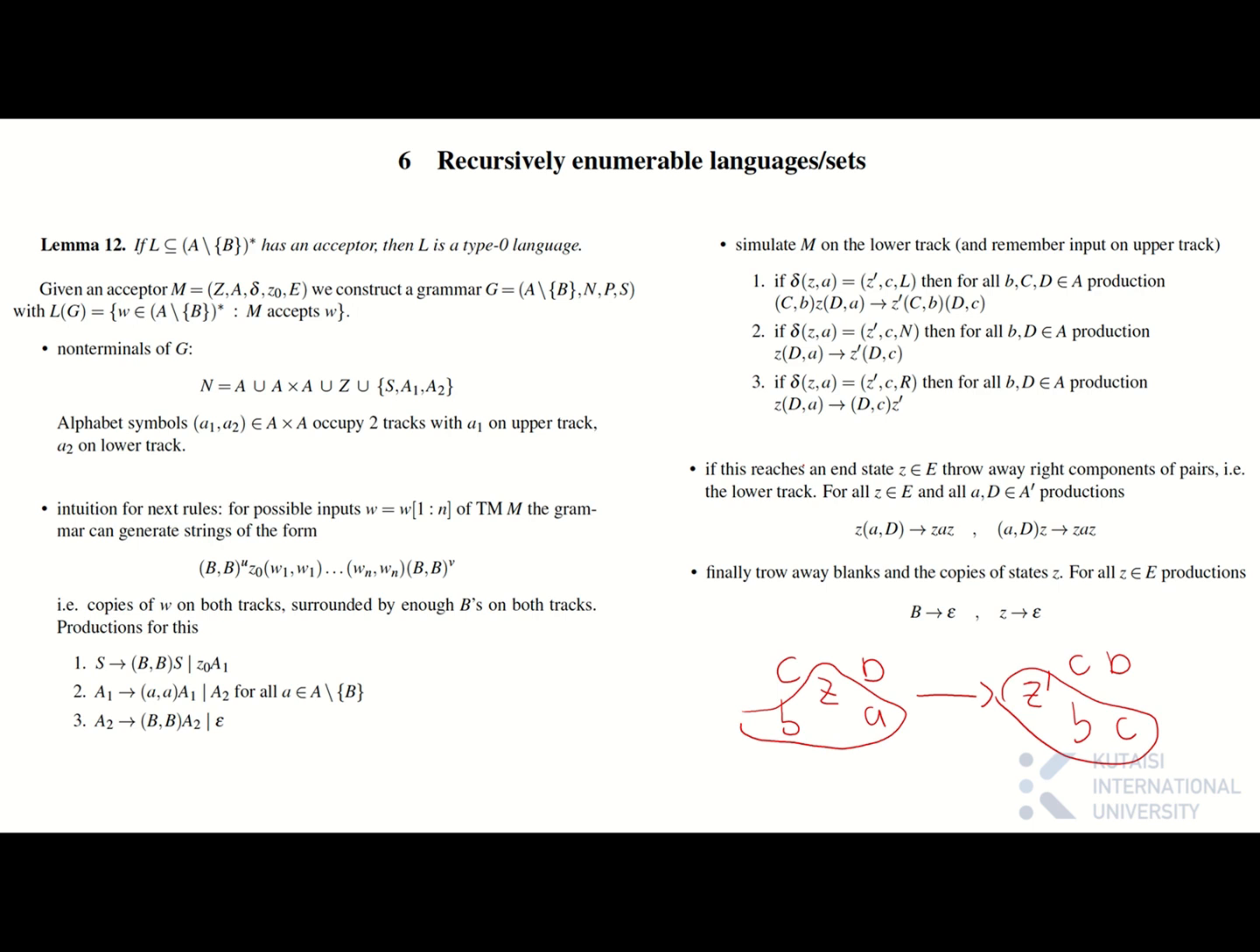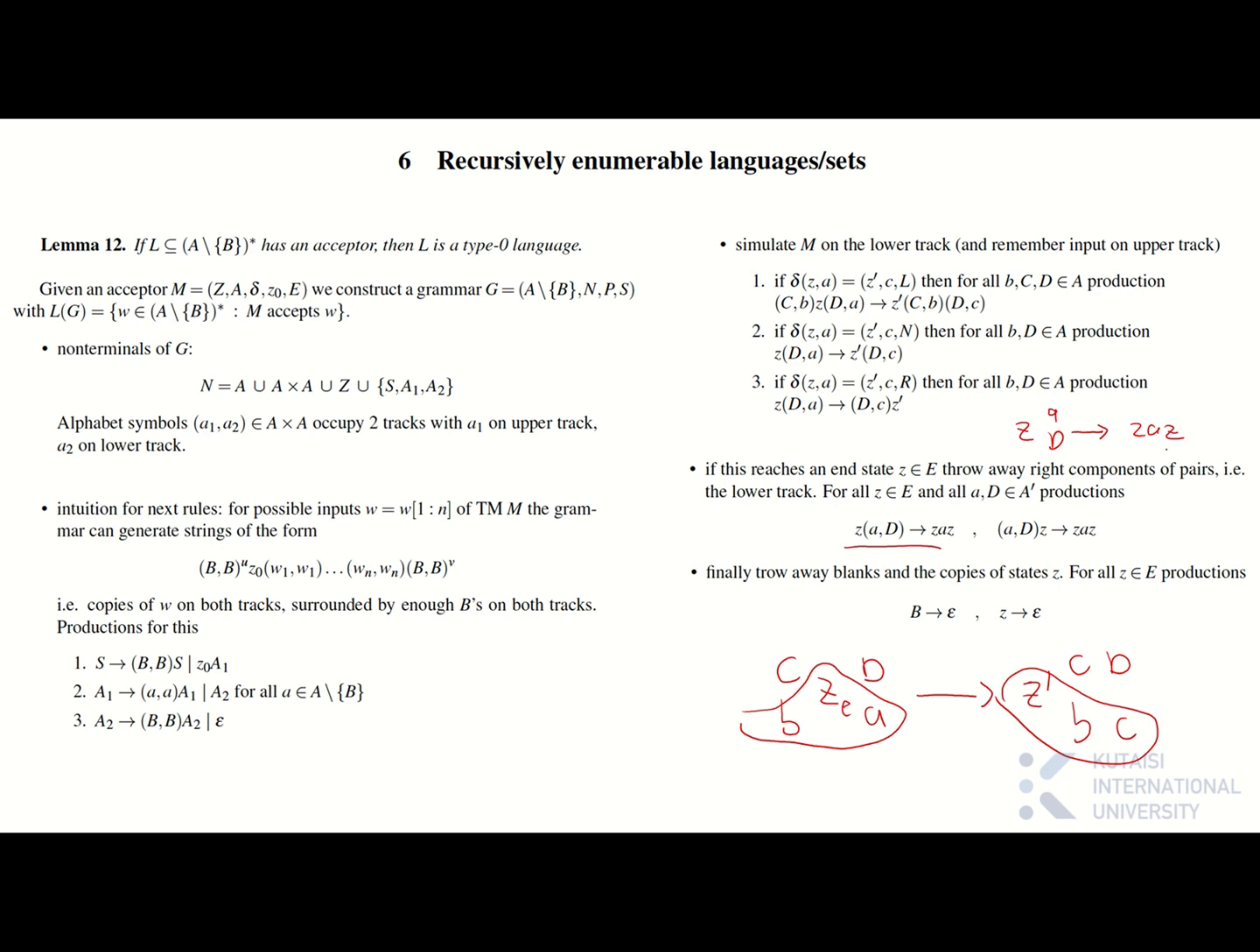And then if it reaches the end state, so if you ever see an end state here, let's say you see Z, something like this, the end state, what you're supposed to do is you throw away right components of pairs, meaning the downstairs, you ignore the downstairs. And for all Z, so how you do this is you introduce this here. What this does is, so basically, let me write this again, just so if you had AD, from here you can get ZAZ.